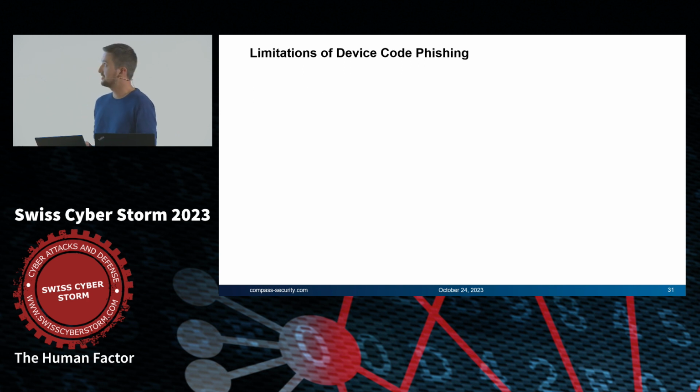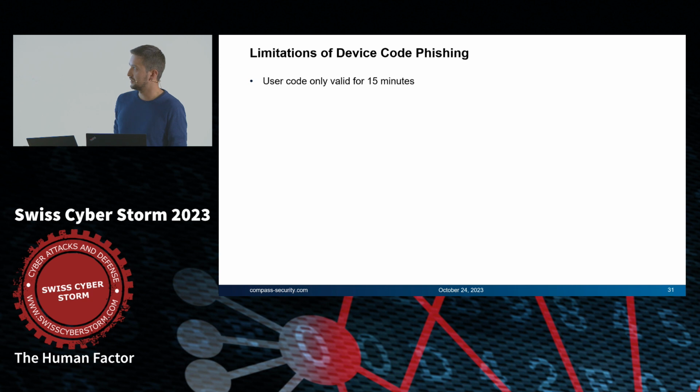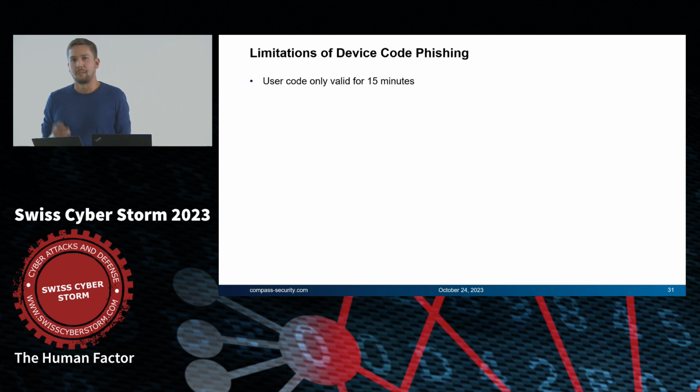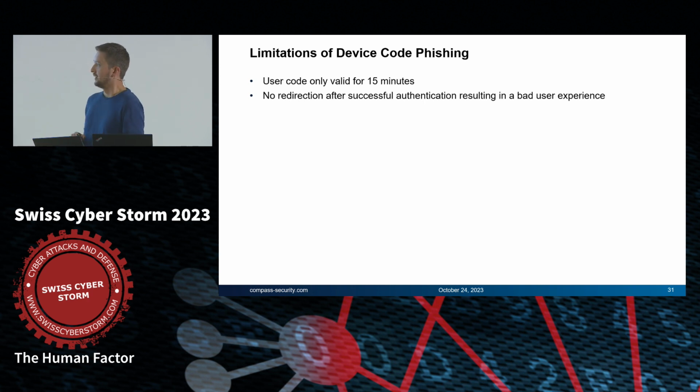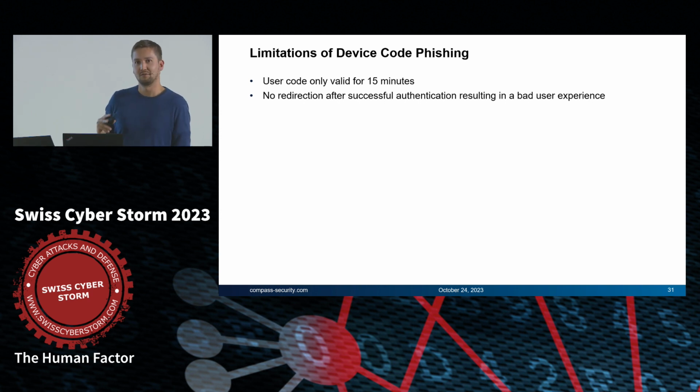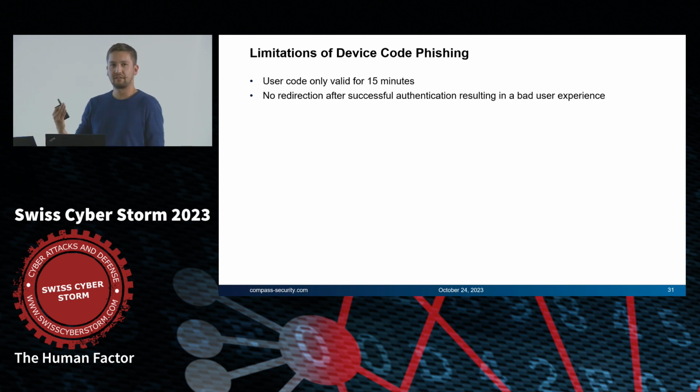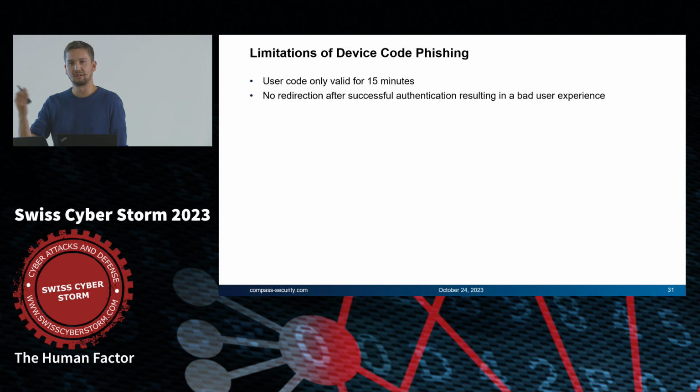Of course, there are some limitations that we have to talk about for device code phishing. The biggest one is that the user code that we have to send the user is only valid for 15 minutes. So our attack window is quite narrow. It's not something that you can just send out and maybe 2 days later the user will click. That doesn't work. And there's no, a colleague of mine calls it a happy flow for the user. It's quite a bad experience because at the end of the authentication, the user is just asked to close the browser and then nothing else happens.